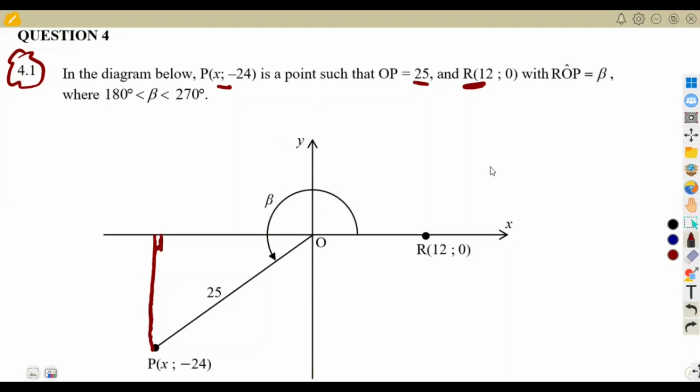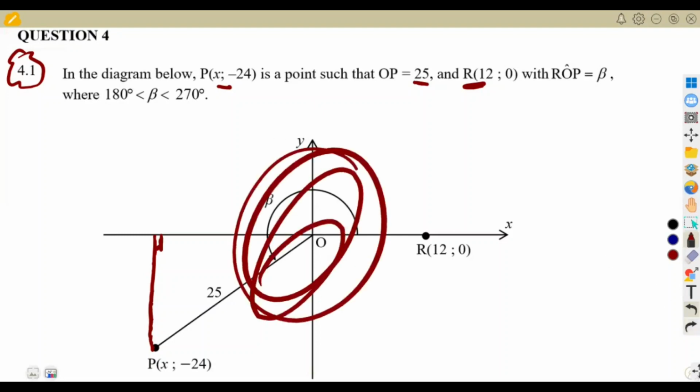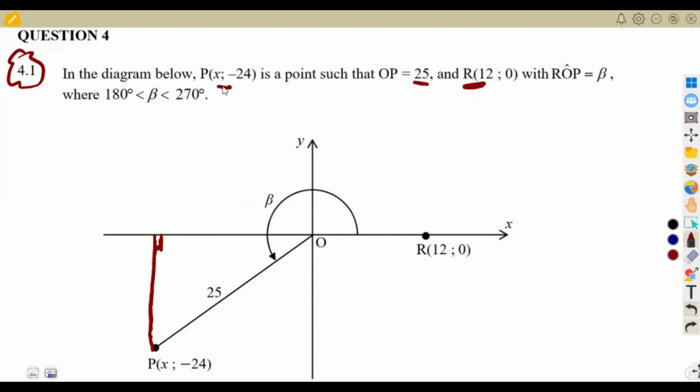I just want us to analyze the diagram first. From the point P, we have the x value and the y value. Remember, the point is given in terms of x and y. There, we do not have the value of x, meaning the distance from this point up to this point, this distance, we do not know. That is our x value.